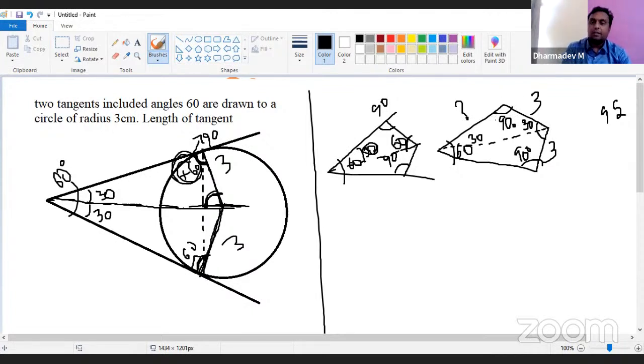The question mark side, I will guess, should be bigger than 3. Always this side is going to be bigger than 3 because the radius is already 3. So whichever is your option, based on that, you can sort out.